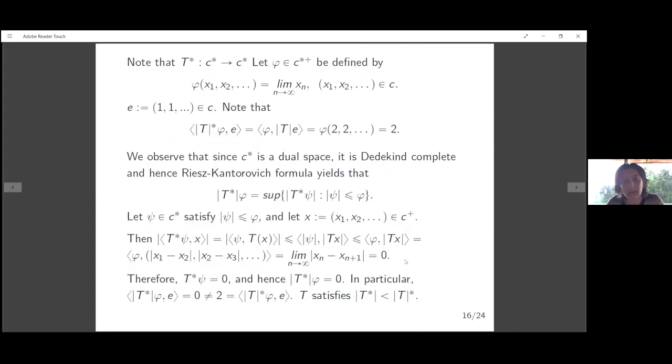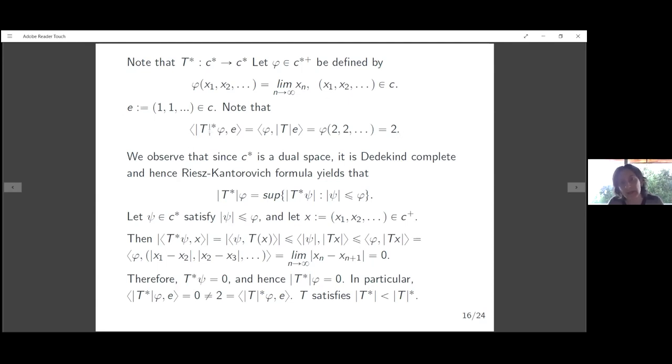And then we go ahead and look at the adjoint of T, just recall that it goes from the dual of C to the dual of C. It's easier to have a dual here because the dual is Dedekind complete, and we will need it later. We already used the fact that the dual is Dedekind complete. And we define the positive functional phi on C, the Banach lattice of convergent sequences, by the following equation: phi of x is the limit of xn as n goes to infinity for any sequence in C. We have the element E, the constant sequence 1, 1, 1, 1. This is in C.